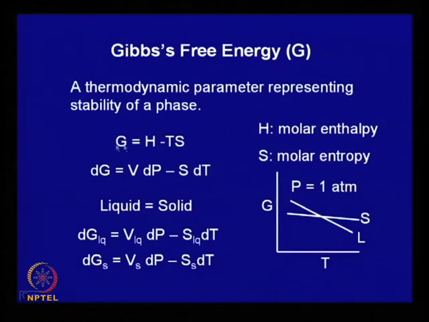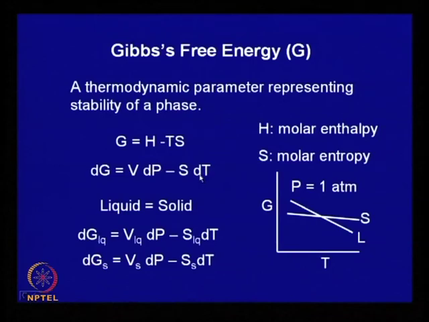There is a differential way of representing this, which follows from simple thermodynamic principles. You can write it in differential form, dG, and convert it from enthalpy and entropy to pressure and temperature, because these are the easily controllable variables. Then it comes out that dG, the incremental change in free energy, is equal to V times incremental pressure minus S dT. Now, let us look at the process of solidification.